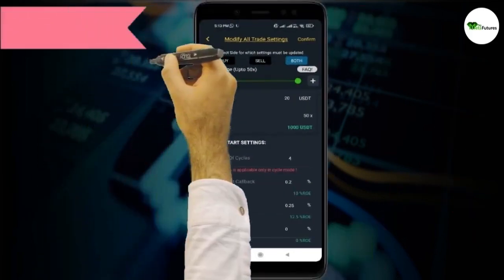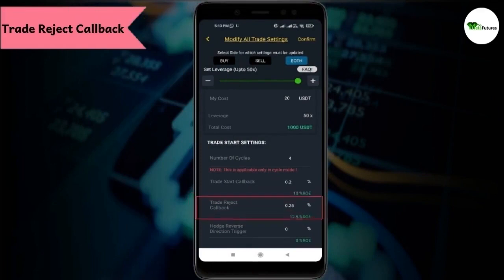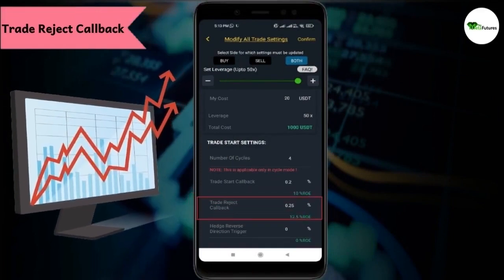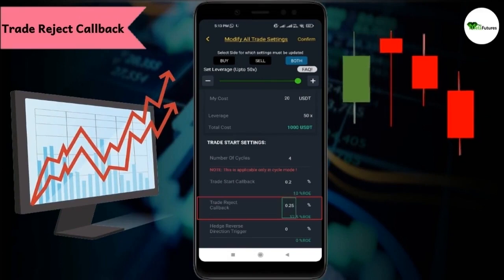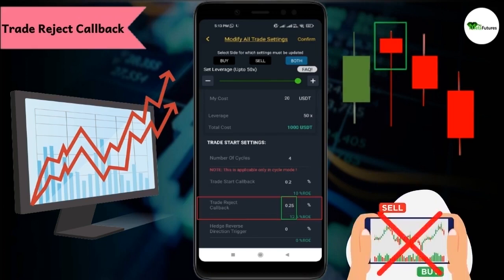Let's talk about trade reject callback. Suppose you have placed a trade that the market will go up, but instead of going up, it started going in the opposite direction. As I have set the trade reject callback value at 0.25, when the trade goes down by 0.25%, the bot will immediately reject the trade, and the trade will not be placed.